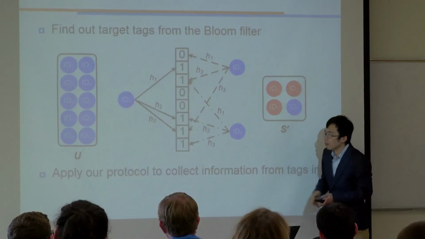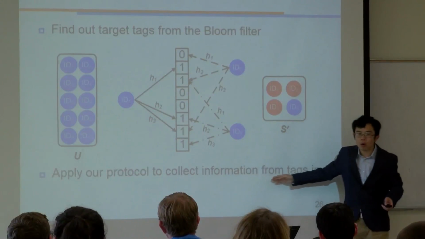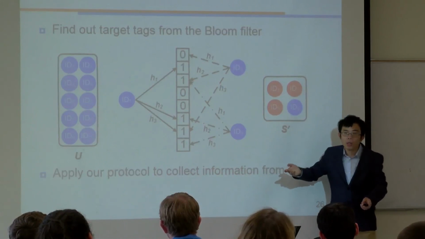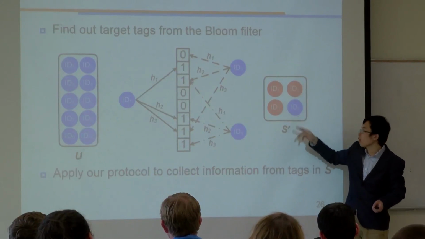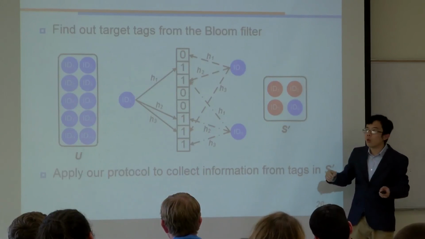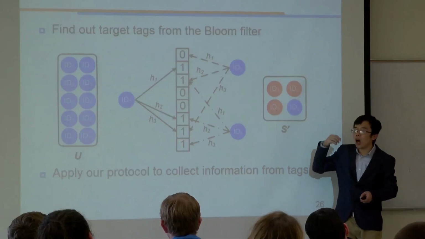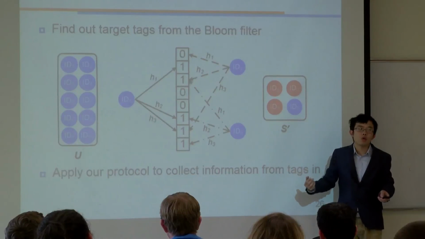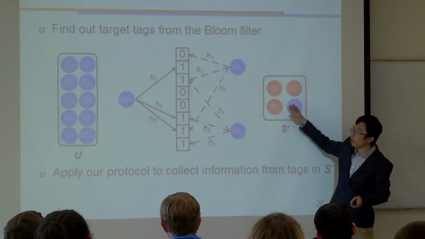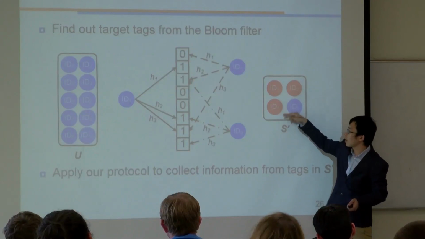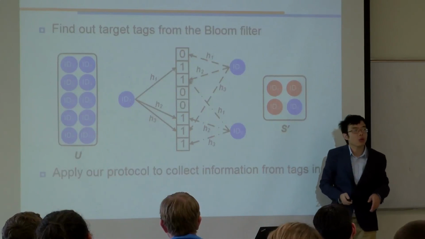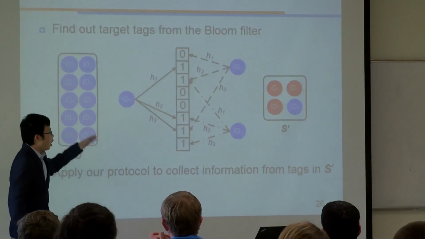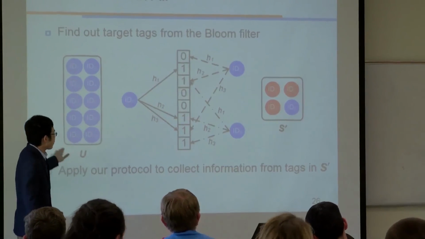After we get S prime, we can apply our previous protocol to collect the information from all these IDs. During this process, we can remove those mistakes because they are not in your coverage region. When the reader wants to communicate with you, because you are not in the region, you cannot reply. So we can finally remove all the mistakes and successfully collect the information from all the tags. So I just talked about the protocols.